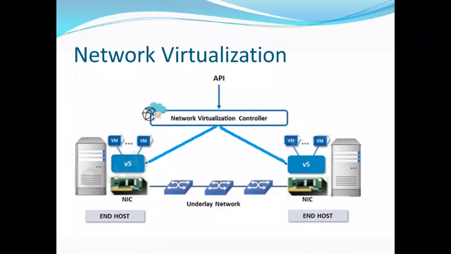In this diagram, we have two physical servers, or end hosts, each hosting multiple virtual machines, known as VMs. The vSwitches, which means virtual switches, on each server handle the internal VM communication. These switches are connected to the underlying physical network, which carries the actual data. The network virtualization controller, through APIs, is used to manage the traffic routing, network policies, and isolation between the virtual networks.